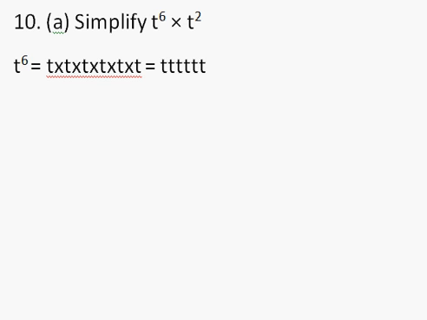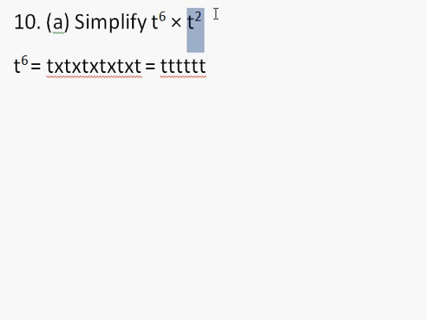T times itself 6 times. This isn't t plus itself 6 times. That would be 6t, or 6 times t. This isn't 6 times t. This is t times itself 6 times. A simpler way of writing that is t to the power of 6. Now we have t to the power of 2.